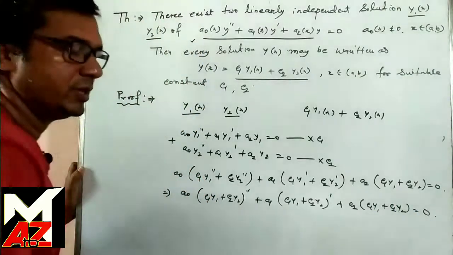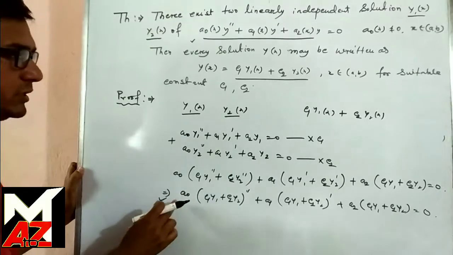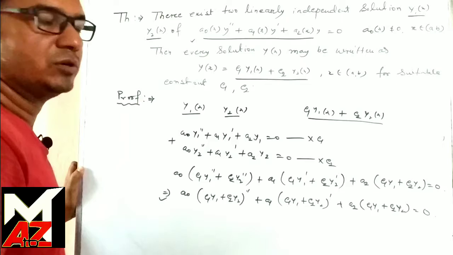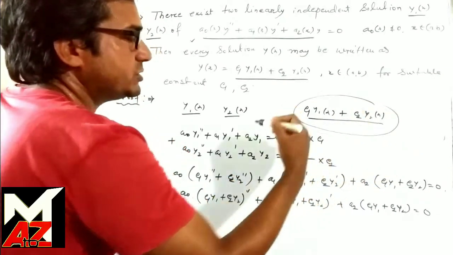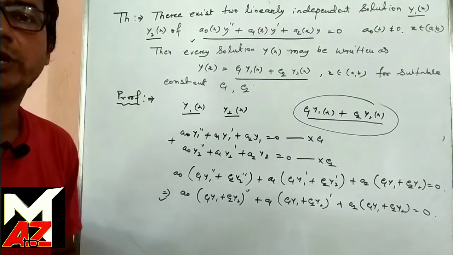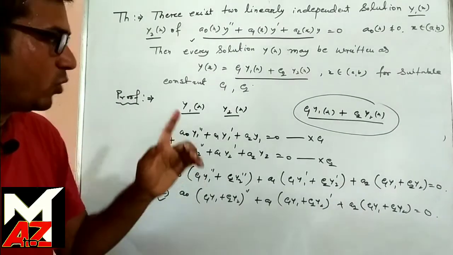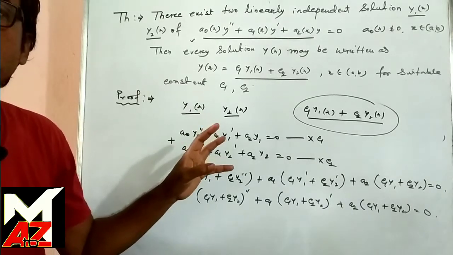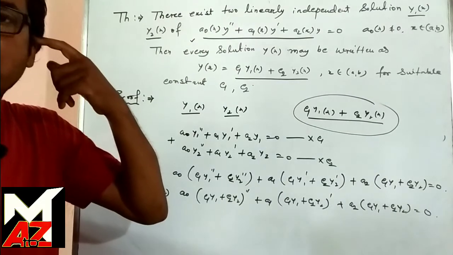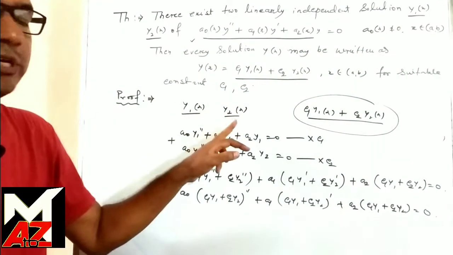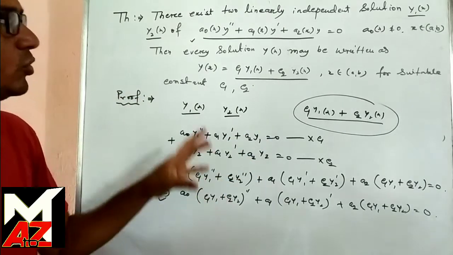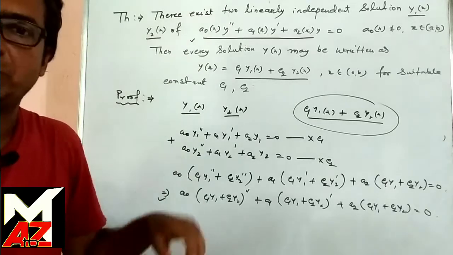And this relation shows that c1 y1 + c2 y2 satisfies the given equation, so it must be a solution of the given equation. Clear? So we get an important result: if y1 and y2 are any two solutions of a linear second order homogeneous differential equation, then a linear combination of these two solutions is also a solution of the same equation. Now go to the proof of the theorem.